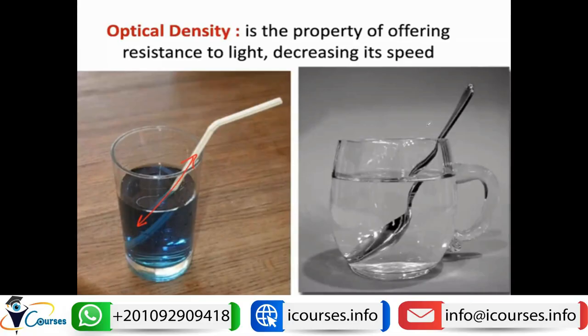Also in this spoon, you can see that the spoon passes through the air, then into the glass, then into the water. Different media offer different resistance to the light, the parallel or straight light, so it leads to bending of the image, as we can see here. This property of offering resistance causes more refraction. The more dense the optical medium is, the more refraction, as it causes more decrease of speed.